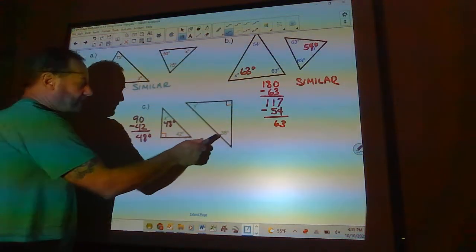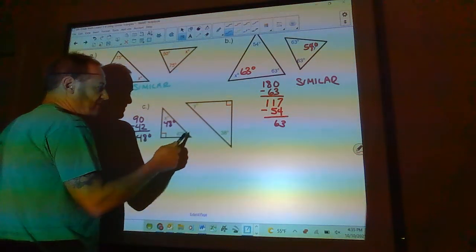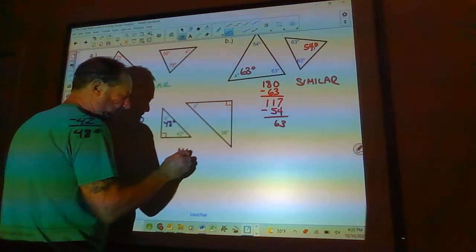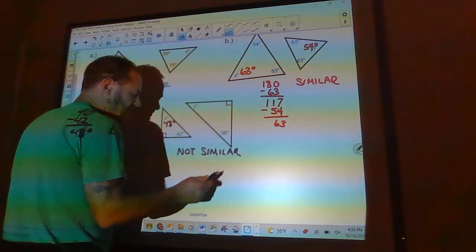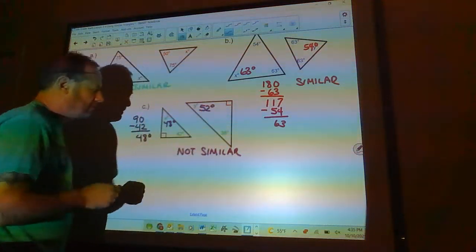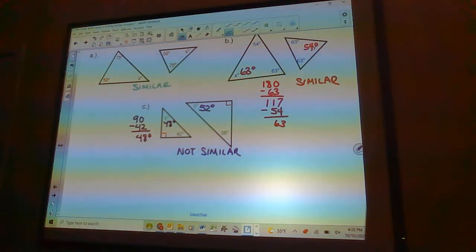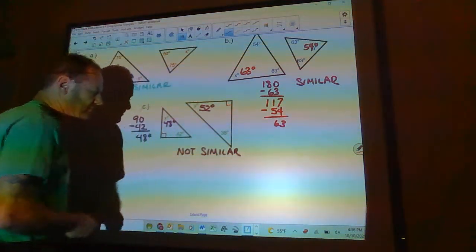Okay, this one's 38. So right away I know that's not the same as either one of these. These are not going to be similar. Now you might want to figure out that this one has to be 52 degrees right here. But yeah, they're not similar. So once you realize they're not similar, you can just write not similar.